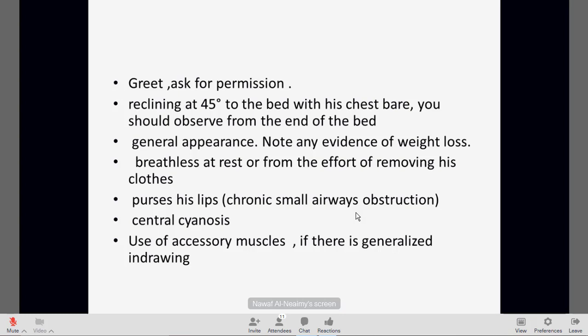Also, you can notice whether the patient is breathless at rest or from the minimal effort of unclothing or removing his clothes. Sometimes if the patient is severely dyspneic, he's dyspneic at rest.